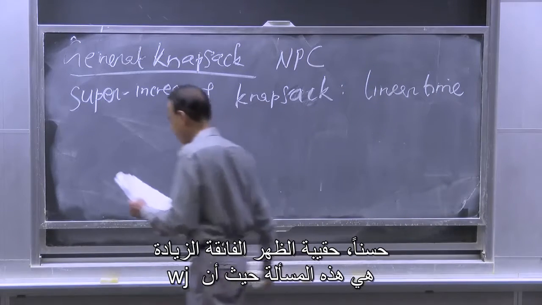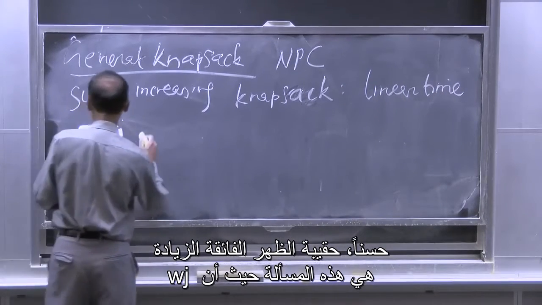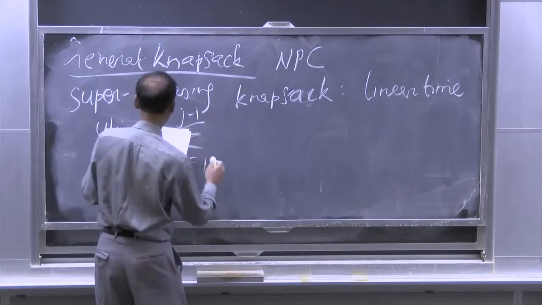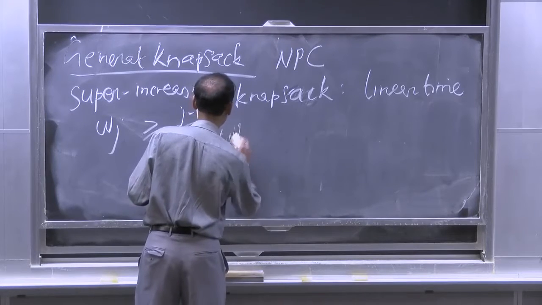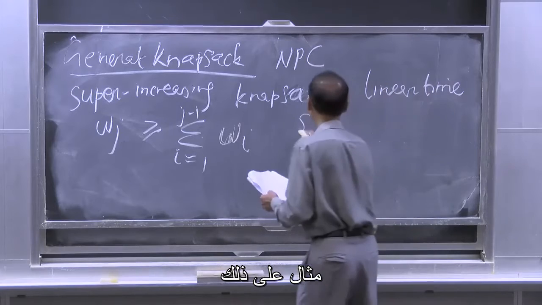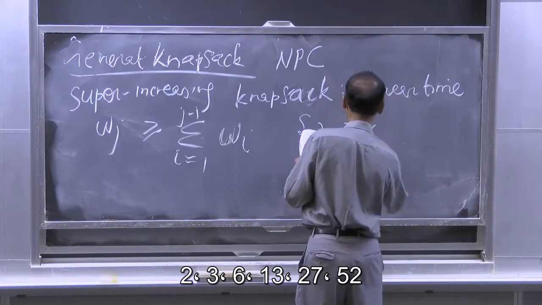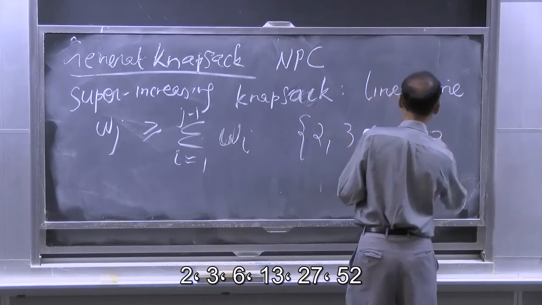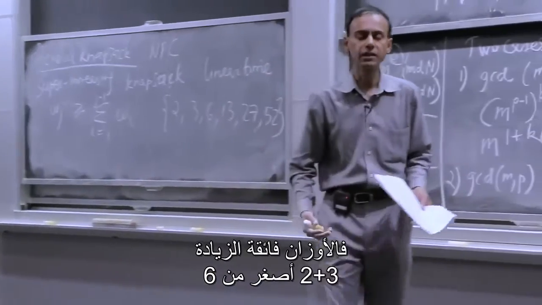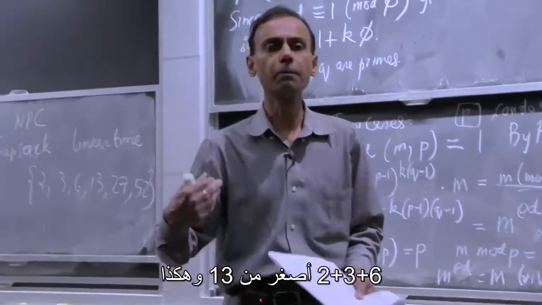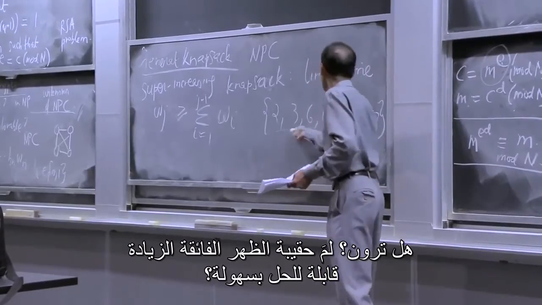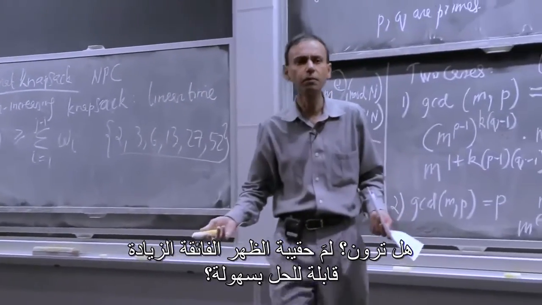Well, a super increasing knapsack is something where I have Wj that has this property. So an example of that is 2, 3, 6, 13, 27, 52. Right? So the weights are super increasing. 2 plus 3 is less than 6. 2 plus 3 plus 6 is less than 13, and so on and so forth. Do you see why super increasing knapsack is easily solvable?